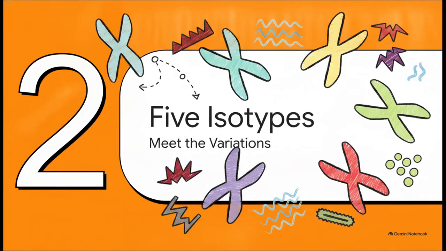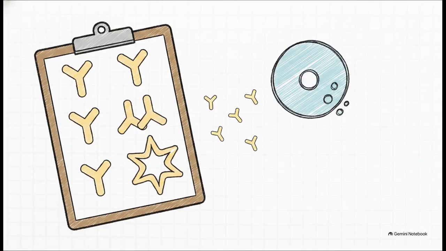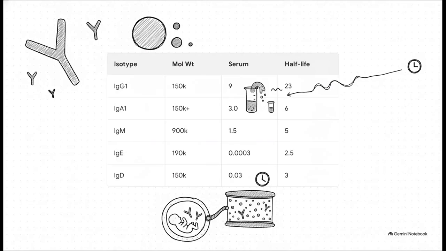Section 2, meet the 5 isotypes. To keep these 5 unique variations straight, you really just need to remember the GAMED roster: IgG, IgA, IgM, IgE, and IgD. Memorizing GAMED is honestly the easiest way to recall these specific variations, all of which are secreted by our plasma cells. Comparing these isotypes, you'll see the stats vary wildly.